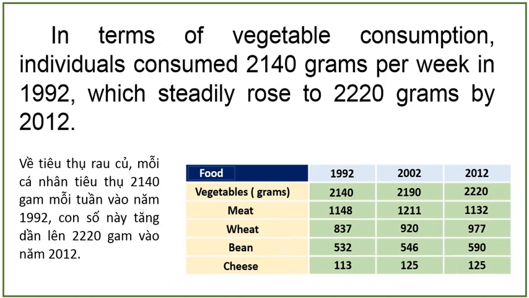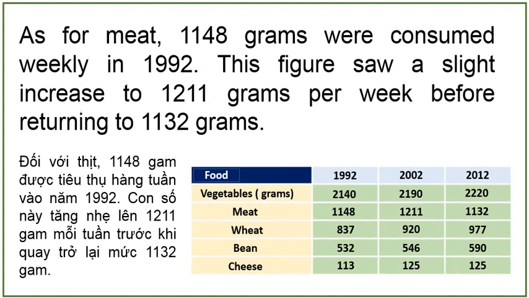In terms of vegetable consumption, individuals consumed 2,140 grams per week in 1992, which steadily rose to 2,220 grams by 2012. As for meat, 1,148 grams were consumed weekly in 1992. This figure saw a slight increase to 1,211 grams per week before returning to 1,132 grams.